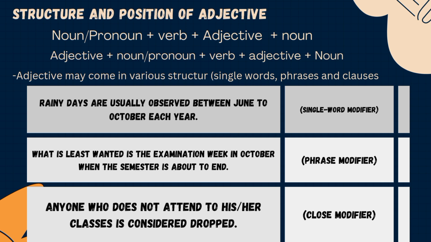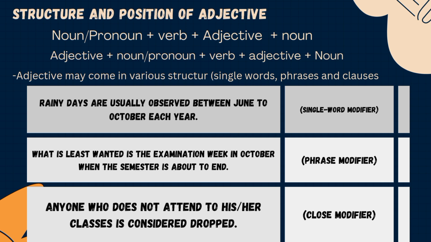For example, single word modifier. Rainy days are usually observed between June to October each year. So, sa sentence na ito, ang rainy ay single word adjective na nagde-describe sa day. Pinapakita nito na ang specific na uri ng days ay rainy or maulan.